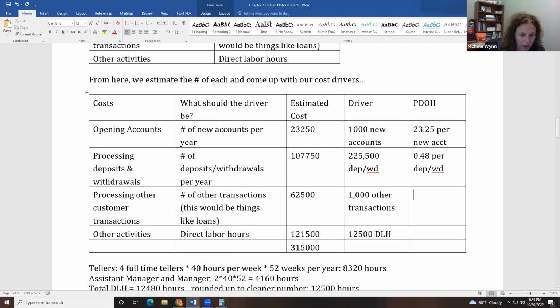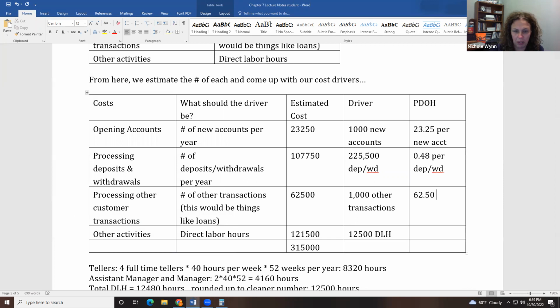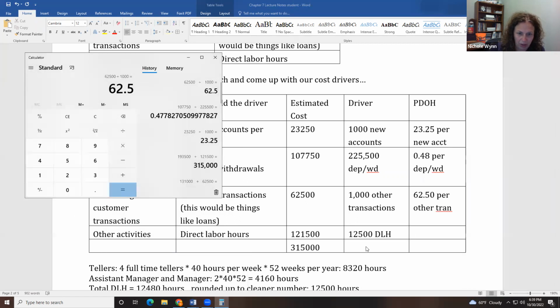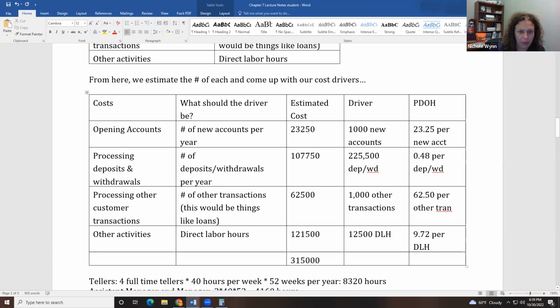And then 62,500 divided by 1,000 is 6,250 here per other transaction. And then, oh, that one's going to come out nice, I think. Maybe not. 121,500 divided by 12,500, $9.72 per direct labor hour. Okay, so here we are. Now we have our predetermined overhead rates.